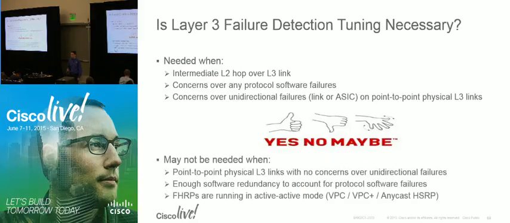Now, when you may not need to do it: on point-to-point links, the chances of a unidirectional failure are much smaller than having a bump in the wire.